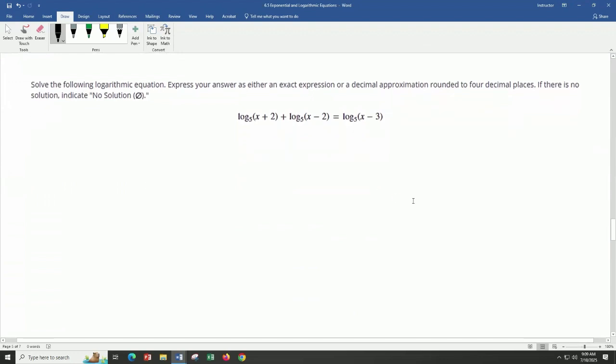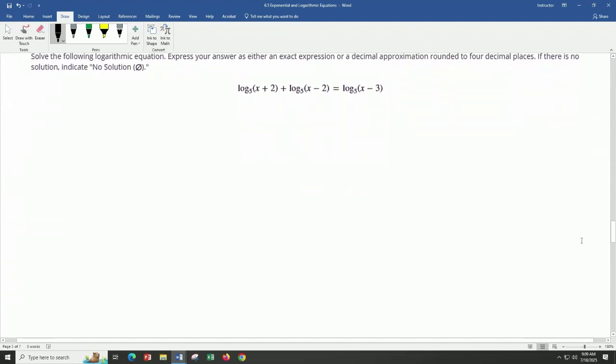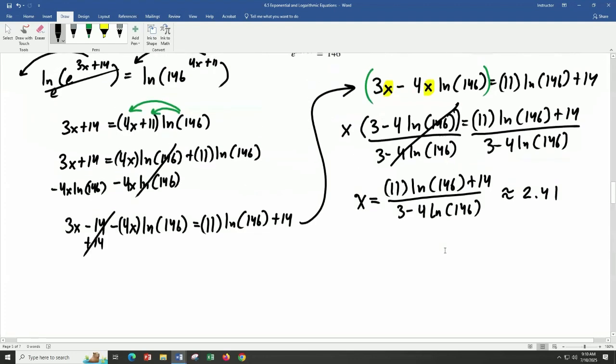Here's this one. Looks kind of ugly, doesn't it? Like already, ugh. First off, you're dealing with logs, okay? Logarithms have what? Restrictions. Restrictions, okay? Why did I not worry about a restriction up here?